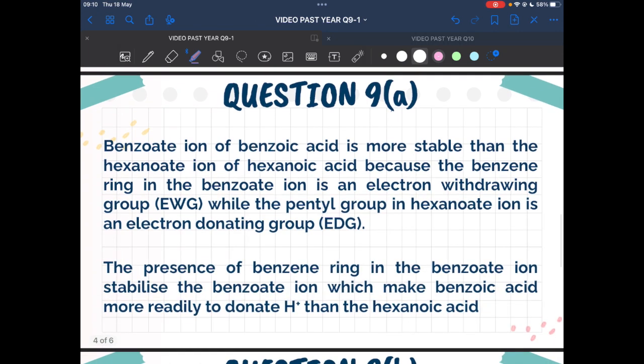But for the benzoic acid, dia akan produce benzoate ion. So the benzoate ion dalam benzoic acid itu is more stable compared to the hexanoate ion. Kenapa? Macam saya kata tadi, sebab benzene ring yang berada dalam benzoate ion itu adalah electron withdrawing group, tetapi the pentyl group in the hexanoate ion itu adalah electron donating group. So the presence of the EWG benzene ring will stabilize the benzoate ion, which makes the benzoic acid more readily to donate H+ rather than receiving it. So dia lagi acidic lah kalau kita compare kan dengan hexanoic acid.